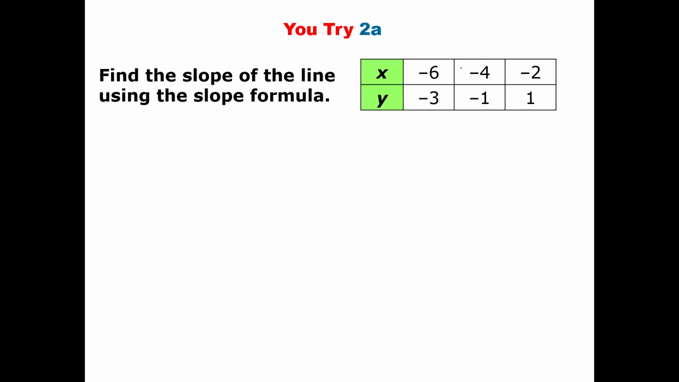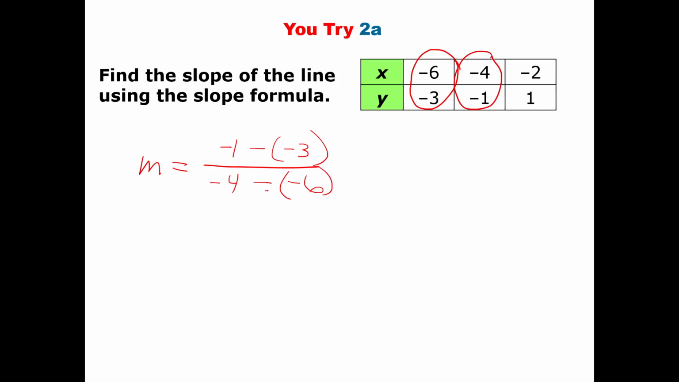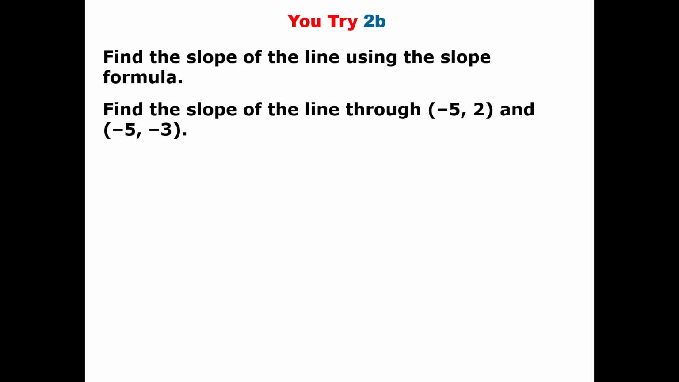Okay, now that you've tried it on your own, let's do it together. You picked 2 points. So m is equal to negative 1 minus negative 3 over negative 4 minus negative 6. So I'll end up getting negative 1 plus 3 is positive 2. Negative 4 plus 6 is positive 2. 2 divided by 2 is 1. So I have a slope of 1. We're going to skip this one.